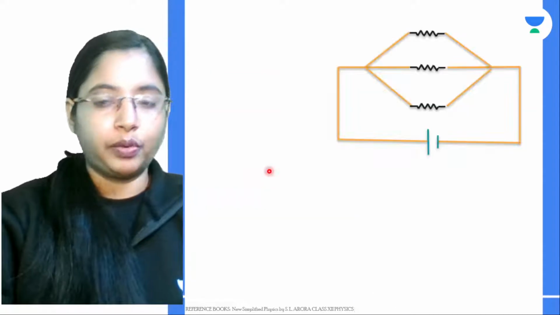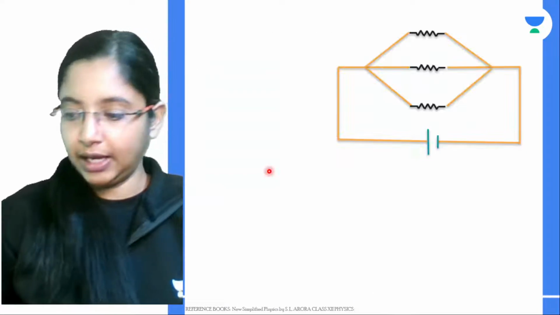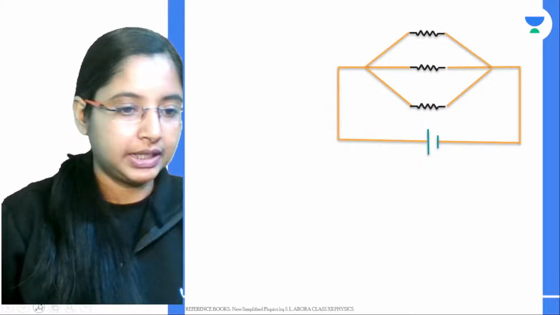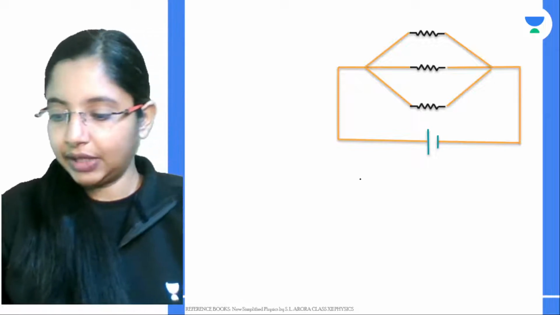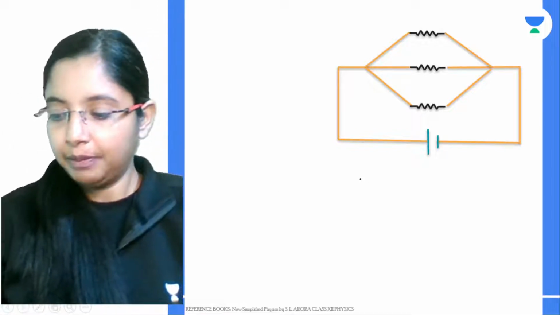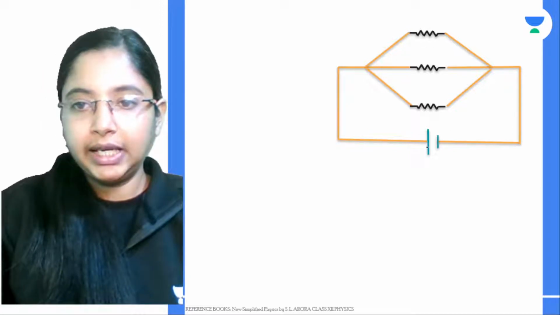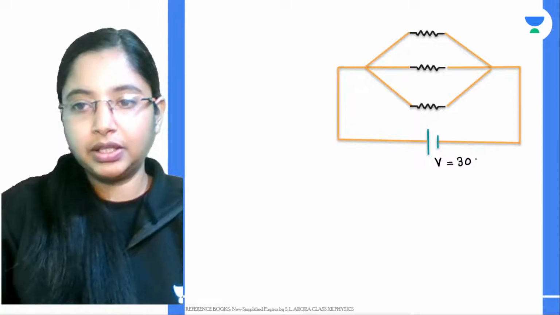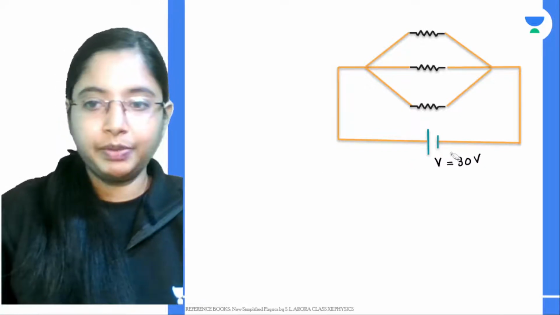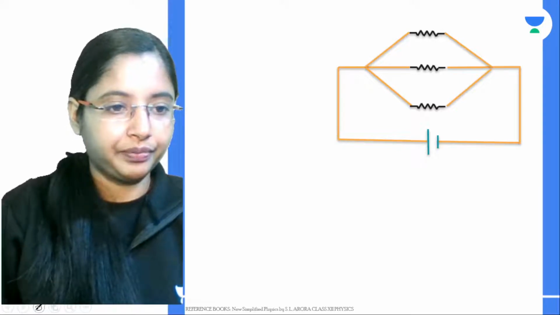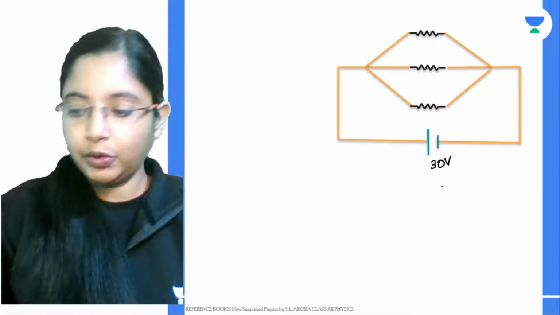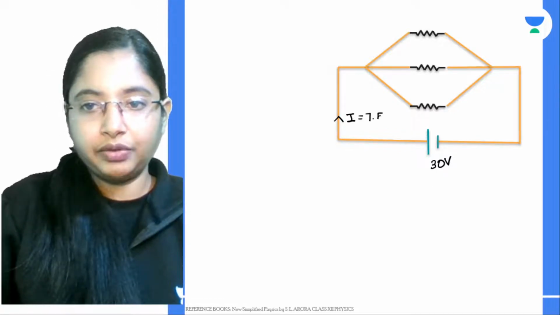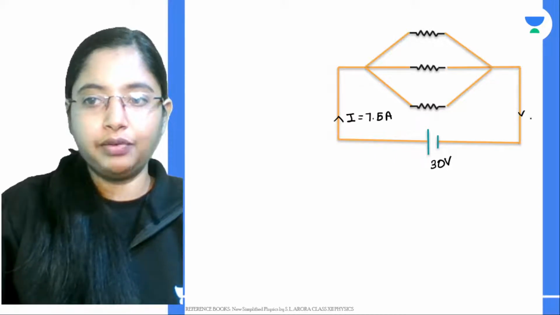Now let's see one more question. All of your questions are from reference books, and I've given the reference details below the slide as well. Now let's say we have three resistors in parallel combination, connected across a battery. This battery has a voltage supply of 30 volts. For this 30 volt battery, the current flowing through the circuit is, let's say, 7.5 amps.